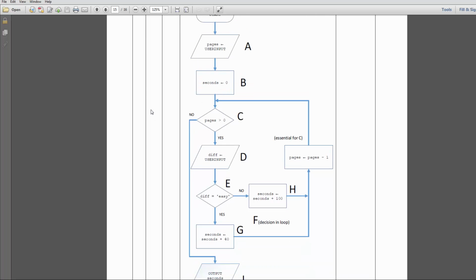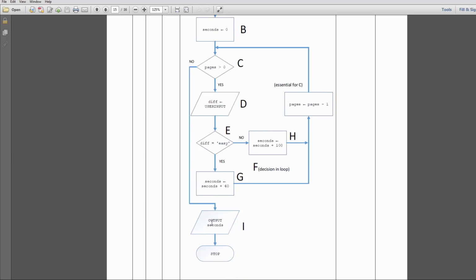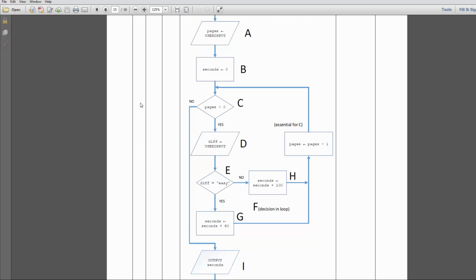Yeah, I personally wouldn't do it. It looks very complicated. You're still writing things in it, so this parallelogram is for user input, by the way, and it'll be the same for output too. So I personally think pseudocode would be a lot easier, but that's down to you.